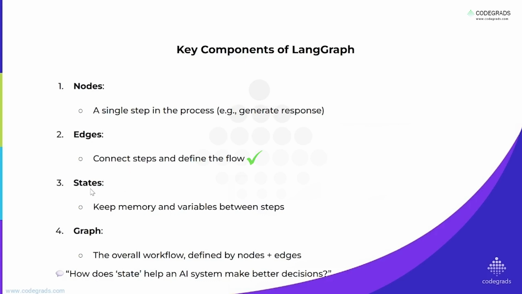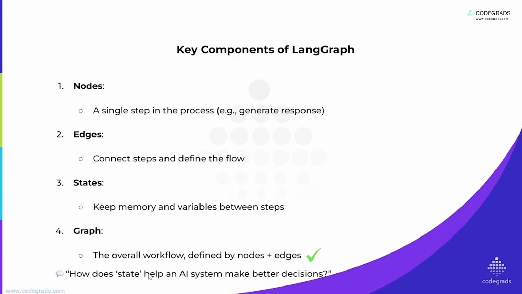Now, in the case of state, we keep the memory and variables between the steps. Whenever we want to store the previous conversation, at that point of time we use a dictionary for storing those, and it is called state. It basically acts as memory and variables between the steps. And the last one is the graph, which is the overall workflow defined by the nodes plus agents.